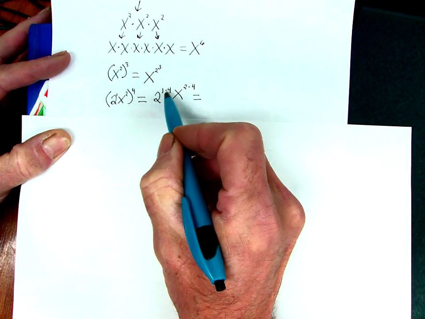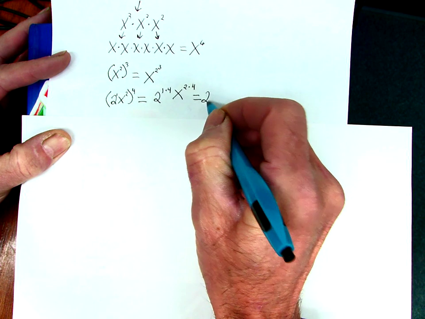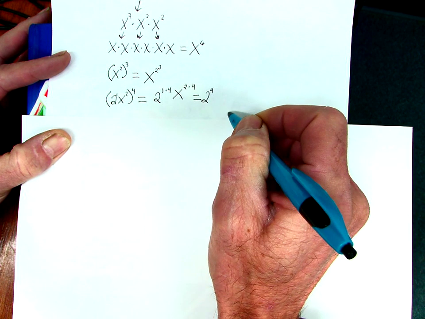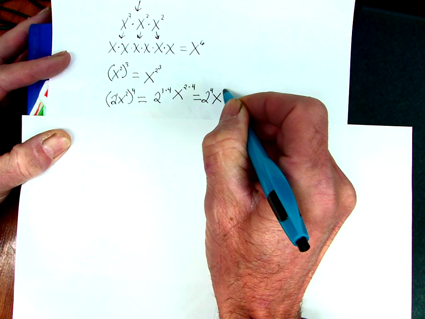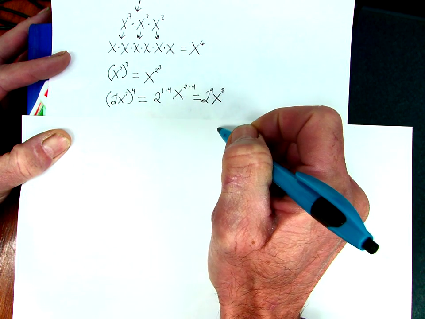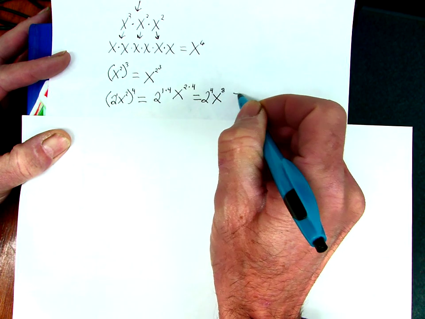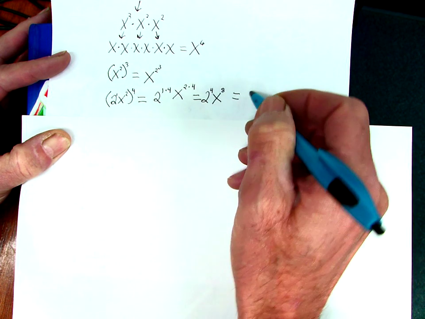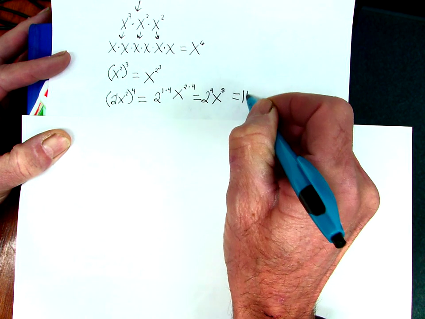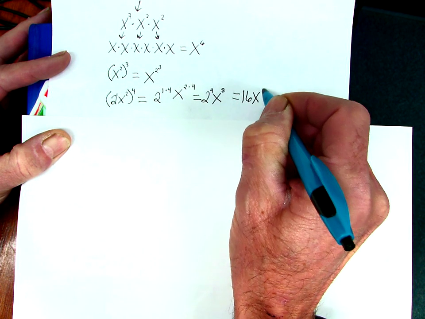1 times 4 is 4. So we have 2 to the 4th power. 2 times 4 is 8, so x to the 8th power. Then we can go ahead and complete this. 2 to the 4th power is 16. X's to the 8th power.